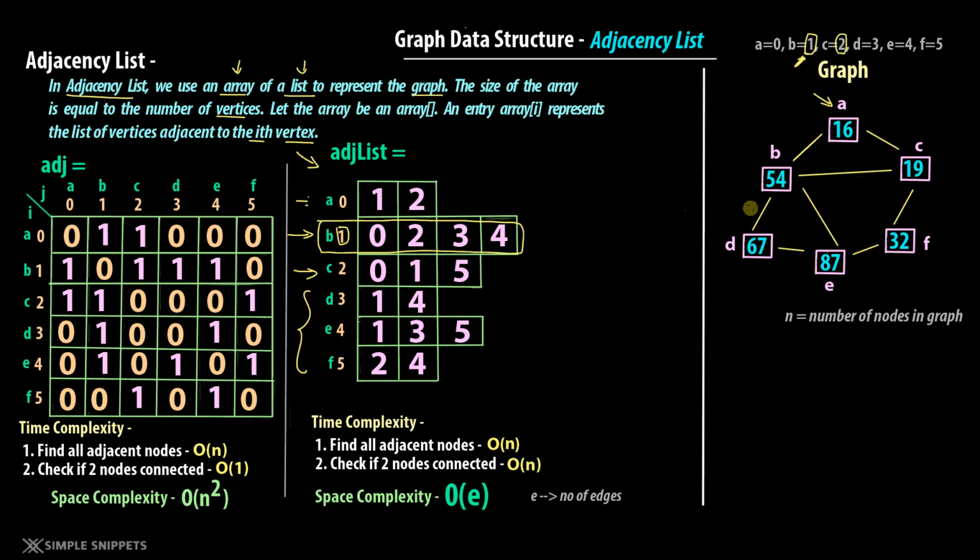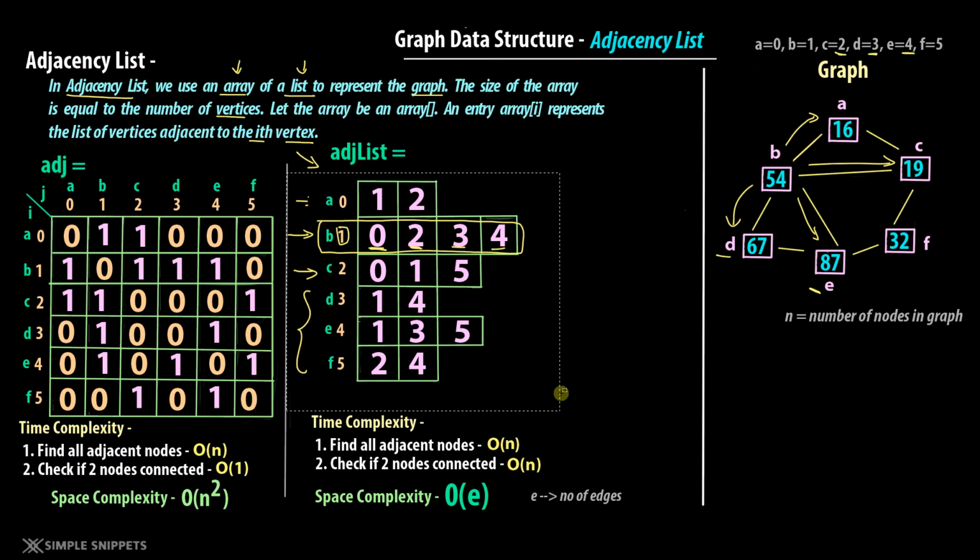How many other vertices are connected to B? You can see B is connected to A, B is connected to D, B is connected to E, and B is connected to C. So each of these other vertices also have their individual numbers, right? A is 0, so we have 0 over here. C is nothing but 2, so we have 2 over here. And 3 and 4 correspond to D and E, right? You can see D is 3 and E is 4. So 3 and 4 are also there.